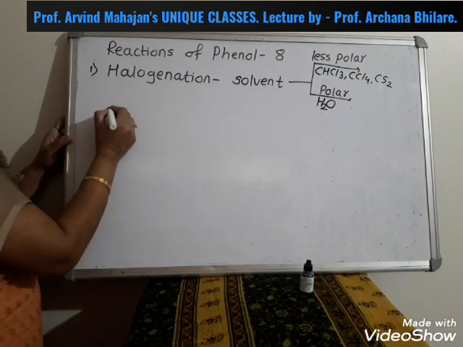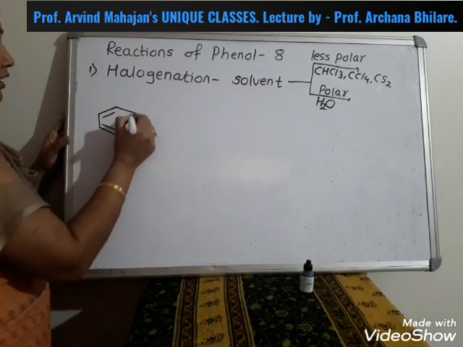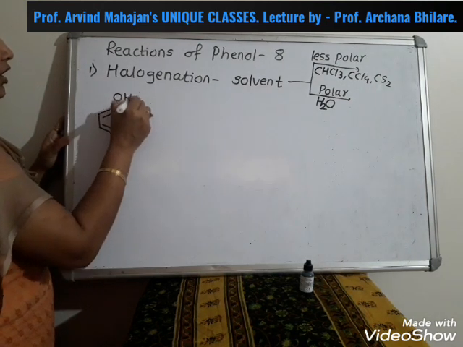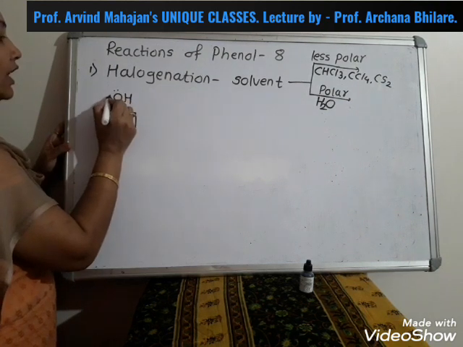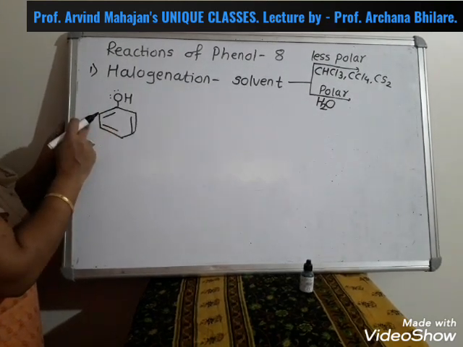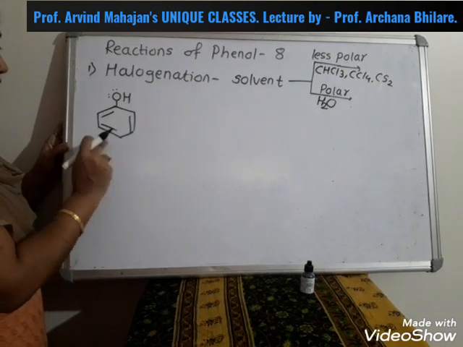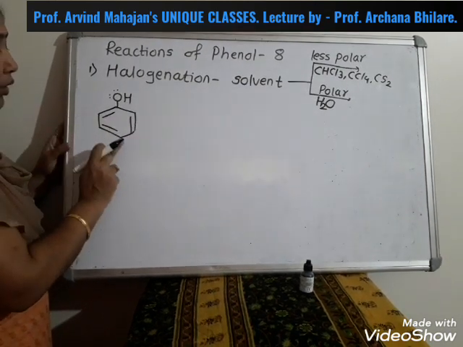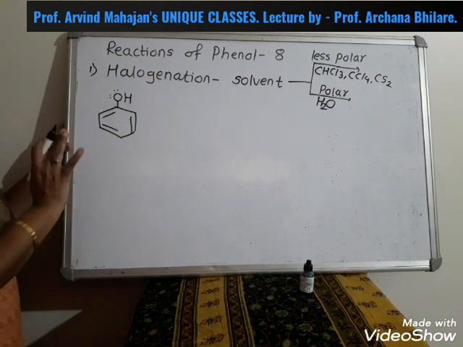We know that phenol is ortho-para directing. In phenol, benzene ring is attached to this OH group. Oxygen has lone pairs of electrons. So oxygen gives its electron pair to benzene ring. So ortho position and para position becomes electron rich. They get negative charge. So ortho and para directing. This OH group is ortho and para directing.